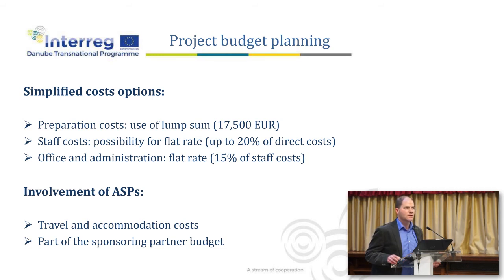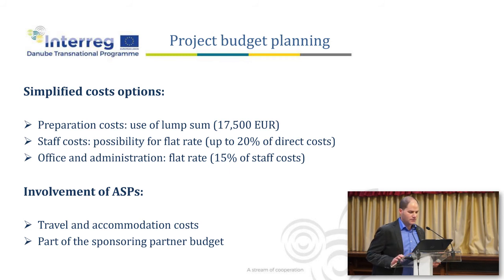Simplified cost options basically means that the costs have a different way of being validated, in the sense that they are not going through the usual checks that are foreseen for other expenditure. So, for example, for preparation costs, we use a lump sum, which means that once your project is approved, you would receive 85% of 17,500 euros.